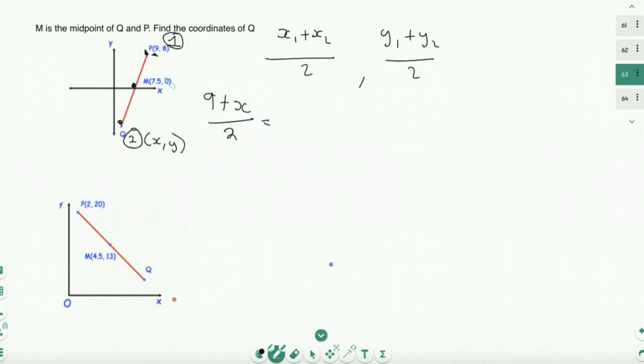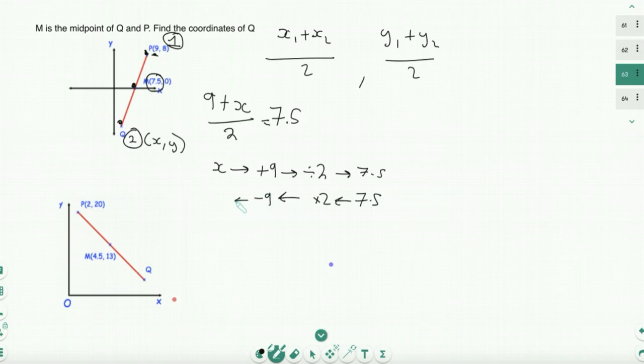And we know the x midpoint is 7.5. So this should equal 7.5. And then we can use our function machine to help us. x is being added by 9, then divided by 2, and 7.5 is coming out. Let's go backwards. 7.5 times 2 is 15, minus 9 is 6. And therefore, the x coordinate of Q must be 6.